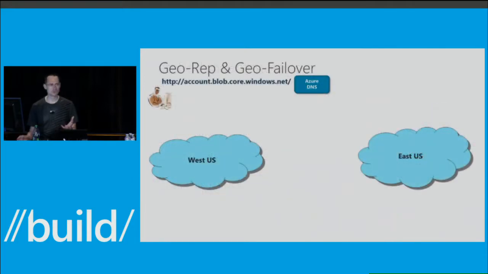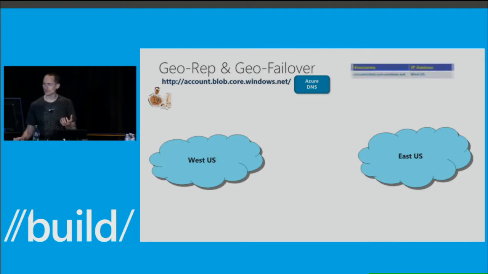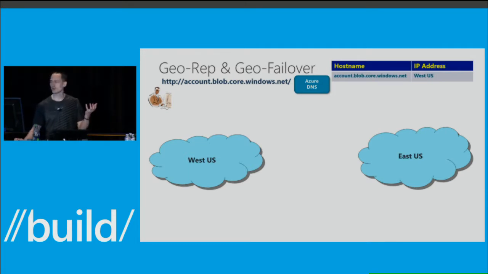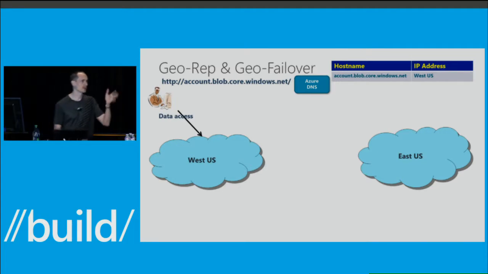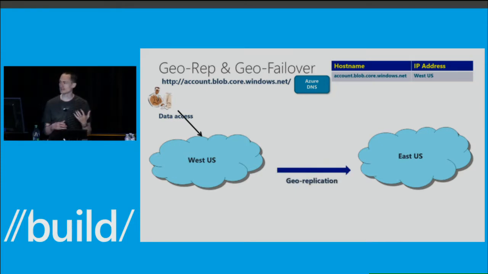Okay, so let's go over how this works right now. Let's assume we created your storage account in the US West region. When you do that, we create a DNS entry, as shown here, for your account for blobs, tables, and queues, pointing to the US West storage stamp in which your data is located. So all your read and write requests go to US West. Then in the background, we asynchronously and lazily replicate your data to US East.